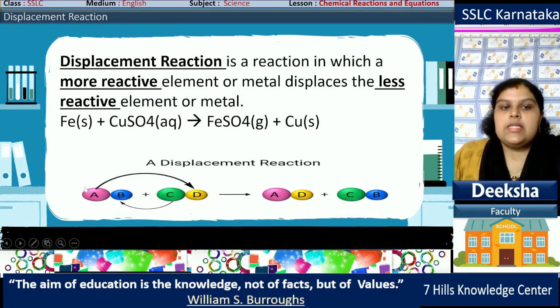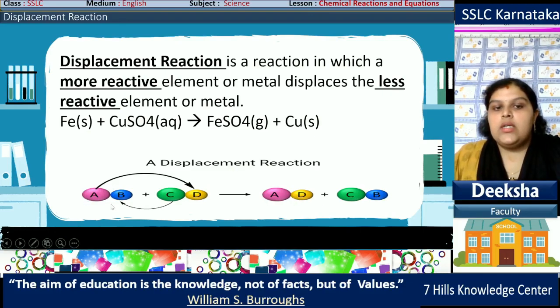In simple terms, AB plus CD gives AD plus BC. See, AD is combining together, BC is combining together. This is the meaning of displacement reaction. Please do not write this example of AB plus CD gives AD plus BC in your exams. That is only for your understanding.